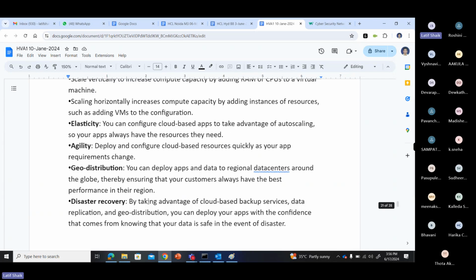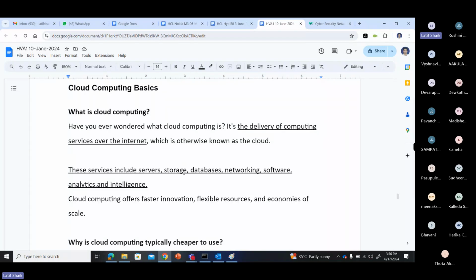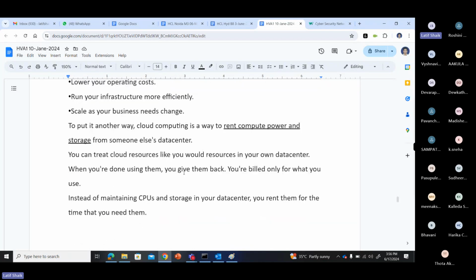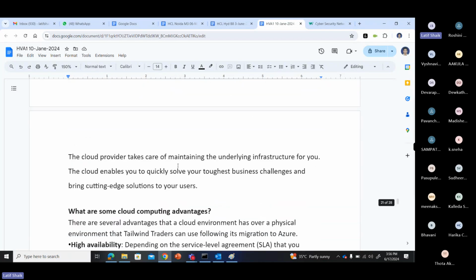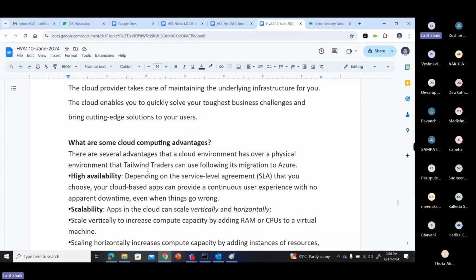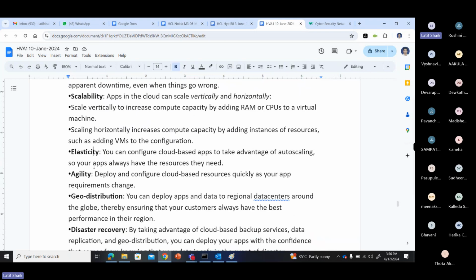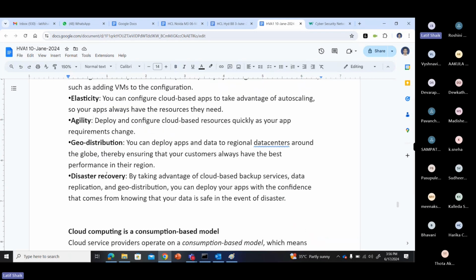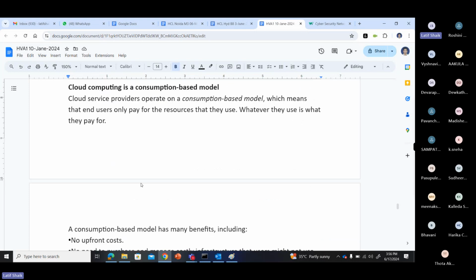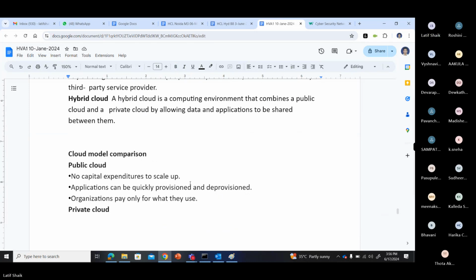Okay, guys, this is about your cloud computing basics. Underlying is the main point of your cloud computing. And other things like capital expenditure, operational expenditure. Next, main properties: high availability, scalability, elasticity, agility, geo distribution and disaster recovery. These are the main points of your cloud computing. Guys, up to here, okay?